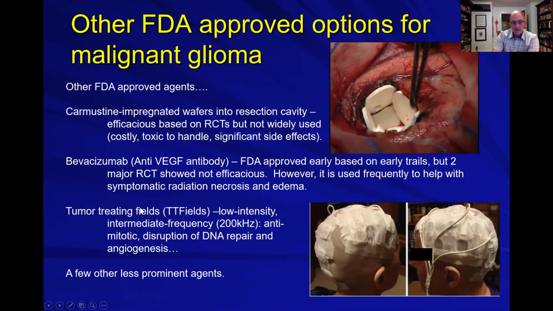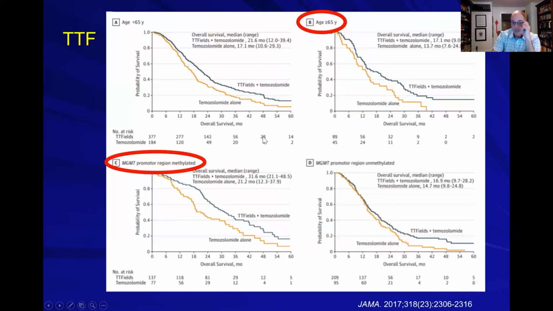A more recent example is tumor treating fields. These are cap-like devices that are placed on patients that deliver low intensity, intermediate frequency fields, and it appears to have an anti-mitotic effect. There are a few other agents that I won't go into. And just to illustrate, here is data from the tumor treating fields therapy. This just recently came out not long ago.